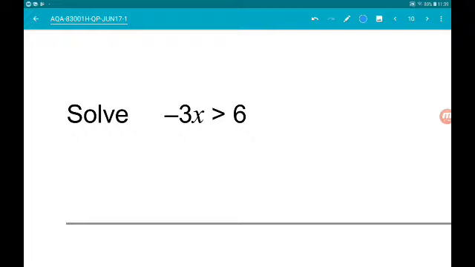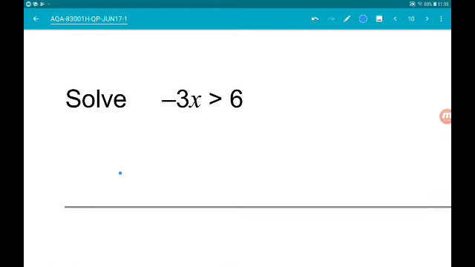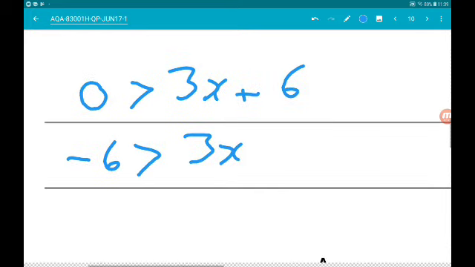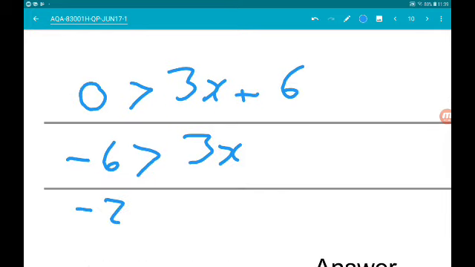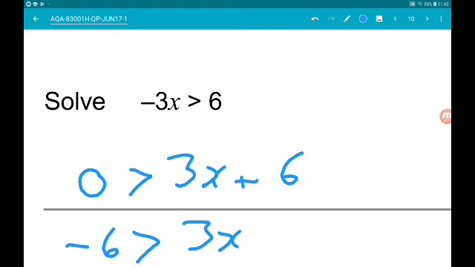So let's see why. Let's add 3x to both sides. So we get 0 is greater than 3x. And 6, take the 6, so we get minus 6 is greater than 3x. Divide by 3, and we get minus 2 is greater than x. Or x is less than minus 2. So notice the direction of the sign has flipped.